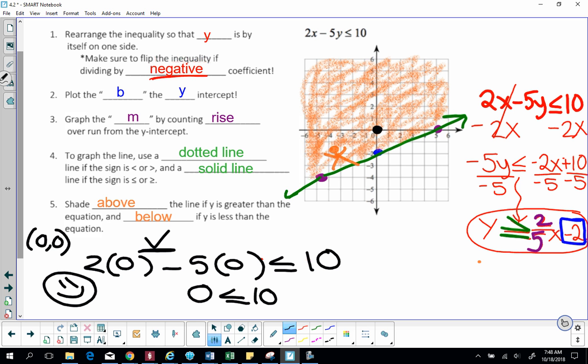If the sign was facing the other way, yeah, then I would shade below his feet. And we're going to be practicing with that today.